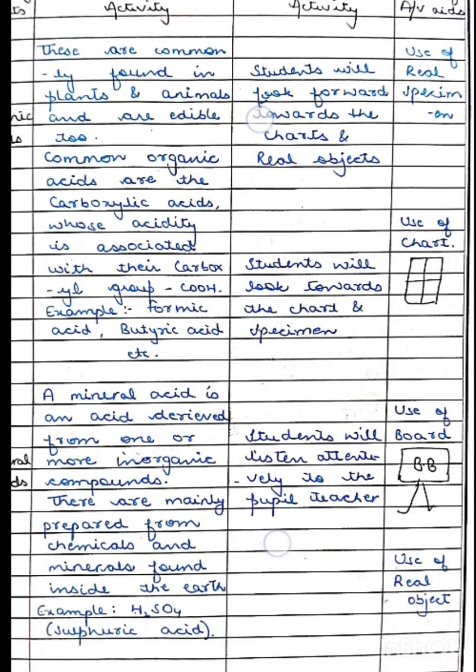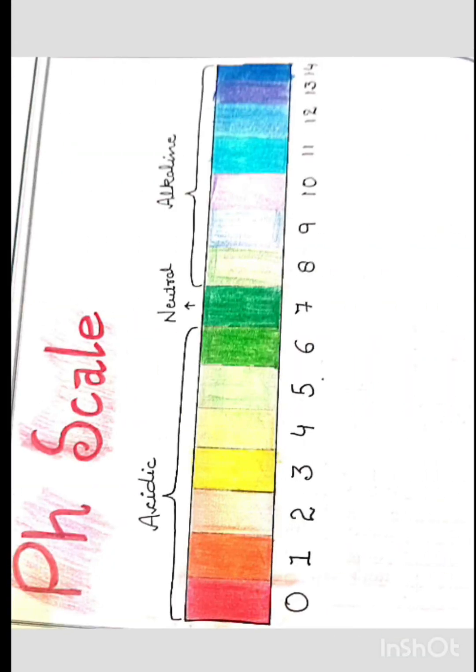With the help of this, you have to write all these things, see these things and write these things, and you have to explain these things on the board. After that there is a drawing of the pH scale to explain the acids and bases of the elements.